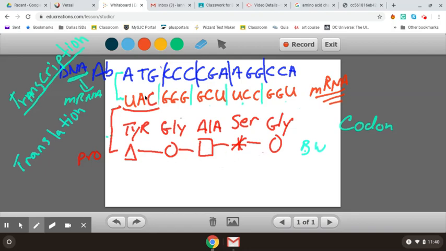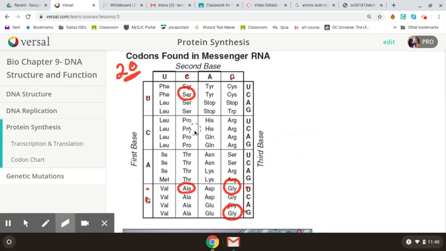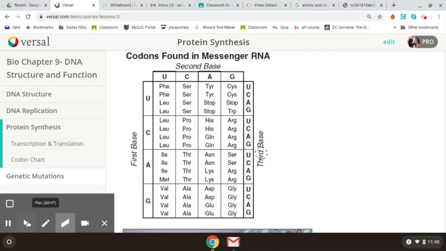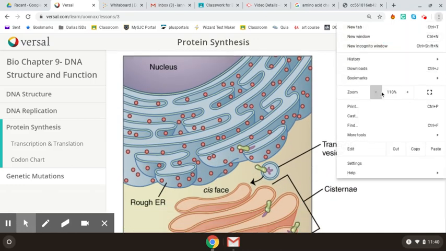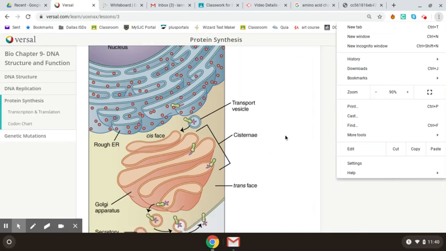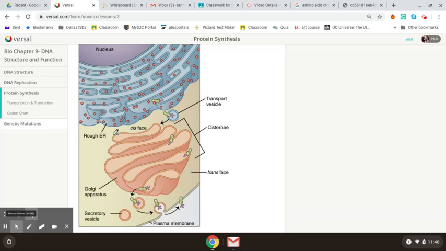Okay, right here. Now, if we go back to our, let me erase this real quick. Okay, if we go back to our versal lesson, the same thing is happening. Okay, we go back down to this picture. Let me zoom out a little bit. Okay, there we go.